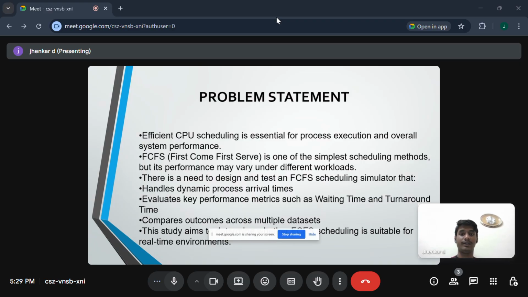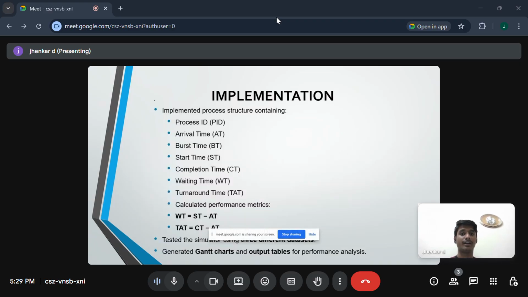Next, we can go through the implementation. In our implementation, we created a process structure with the following fields: process ID, arrival time, burst time, start time, completion time, waiting time, turnaround time. We calculated waiting time and turnaround time. There is a formula for both of those.